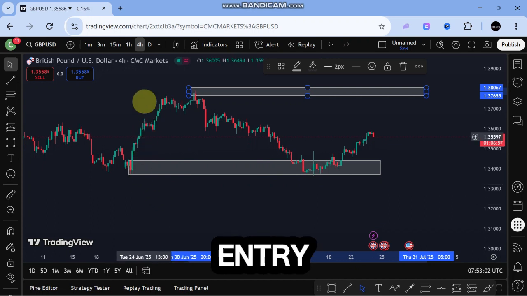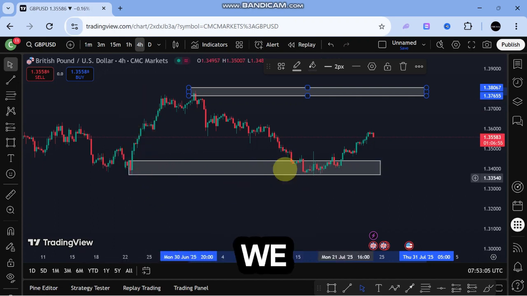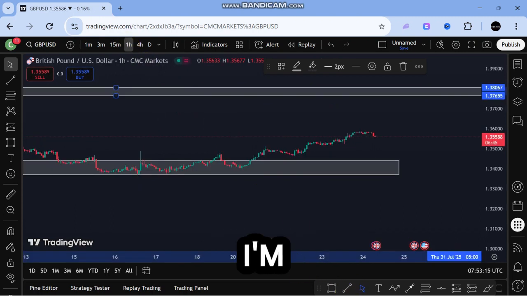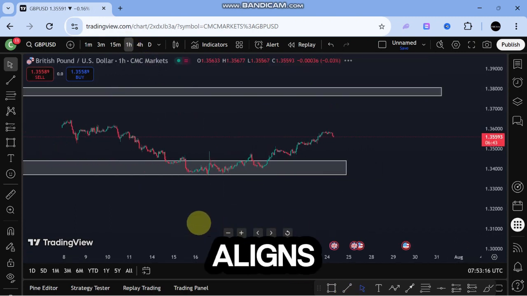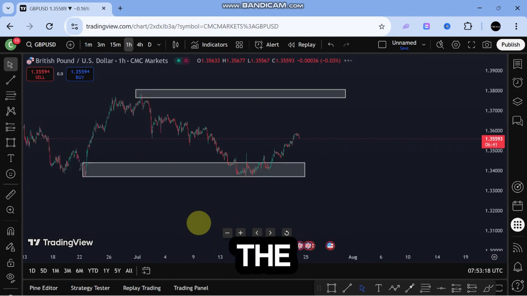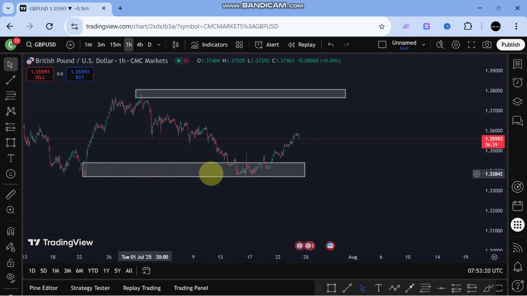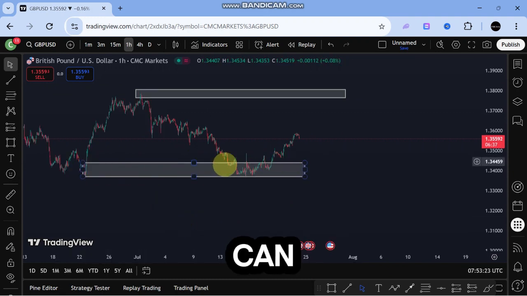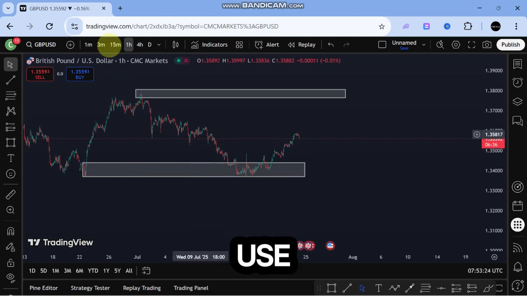good entry. So from the 4 hours time frame, we mark out our key levels, which is this key demand zone and this key supply zone. So in the 4 hours time frame, I'm going to find out that everything still aligns. You get, everything still aligns. So in the 1 hour time frame, you can also mark out your key levels. You can see it still aligns, but I'm not going to use this, I'll be entering with the 15 minutes time frame.